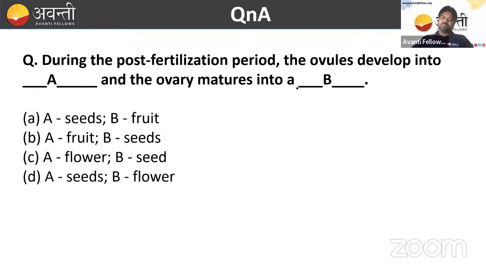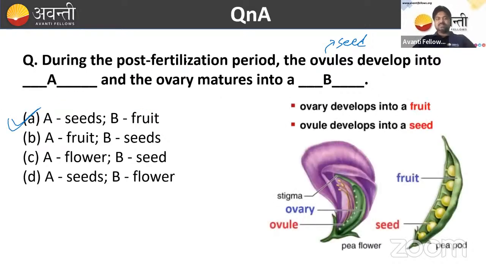Okay, so I'm ending this poll, and this is the result of the poll. You can see 100% of people answered correctly. After fertilization, the ovule develops into the seed, and the ovary matures into the fruit, and that's why option A is the correct option. You can see in this picture, this is the ovule part, this is the ovary part; the ovule develops into the seed, and the ovary develops into the fruit. Okay. So coming toward the next question.